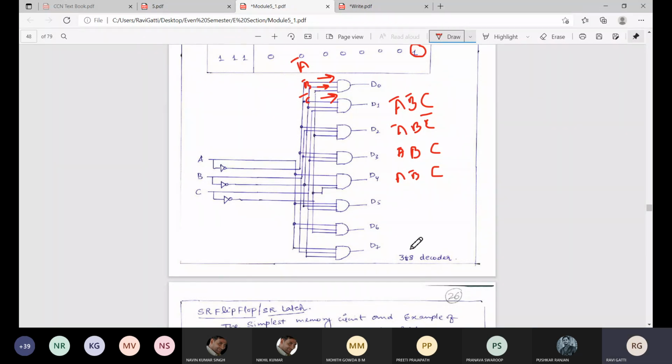It is called a 3:8 decoder. So it is nothing but n:2 power n. Generally n will be an integer, a whole number.